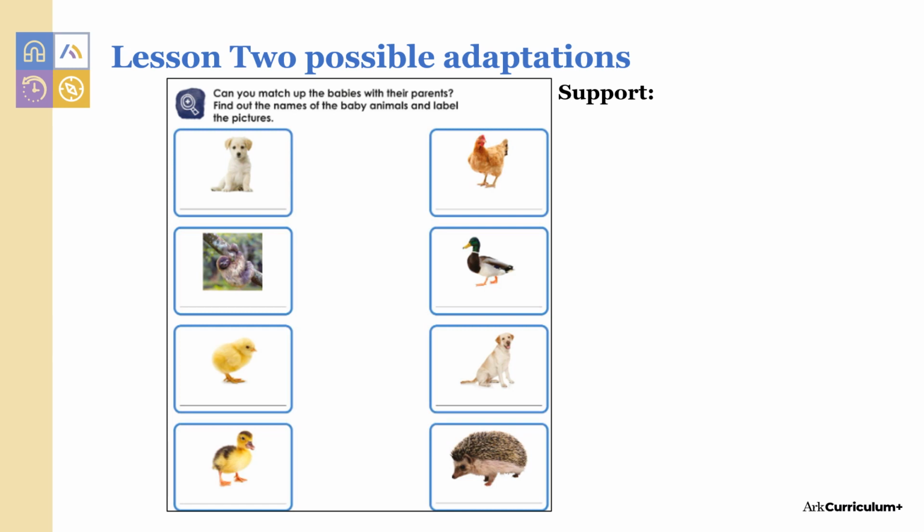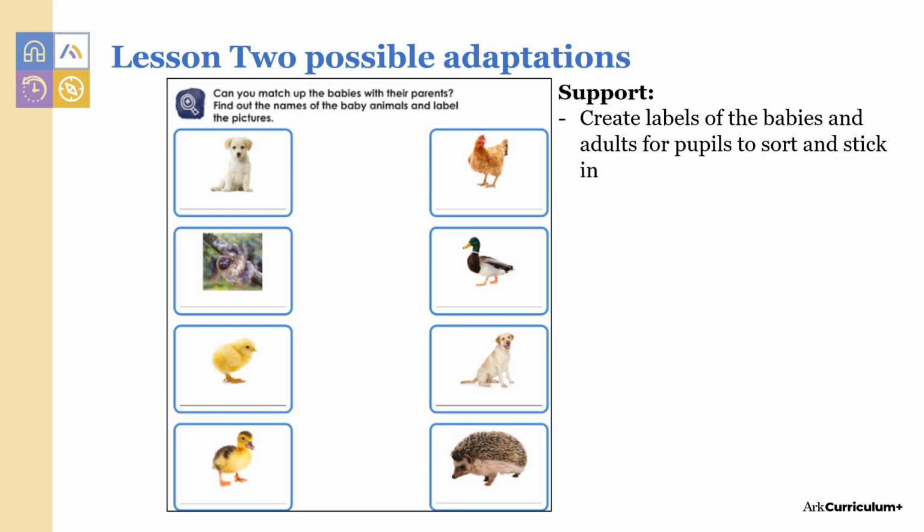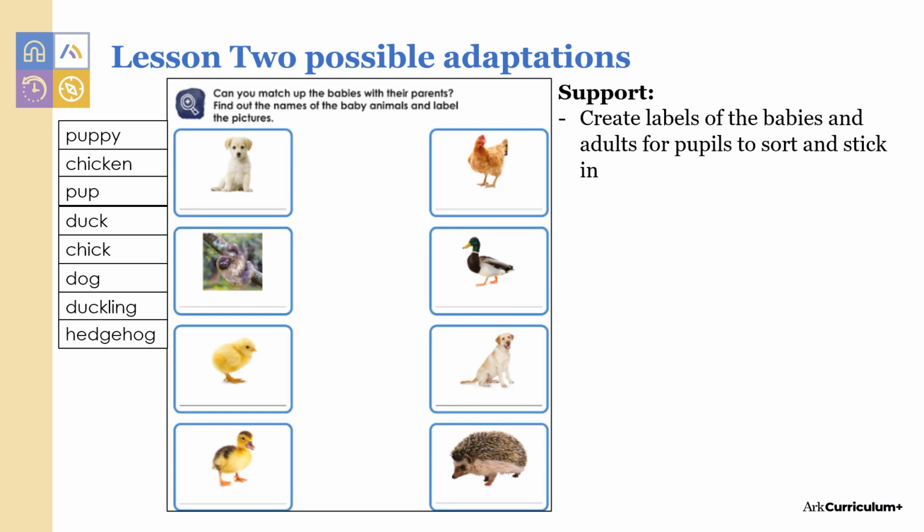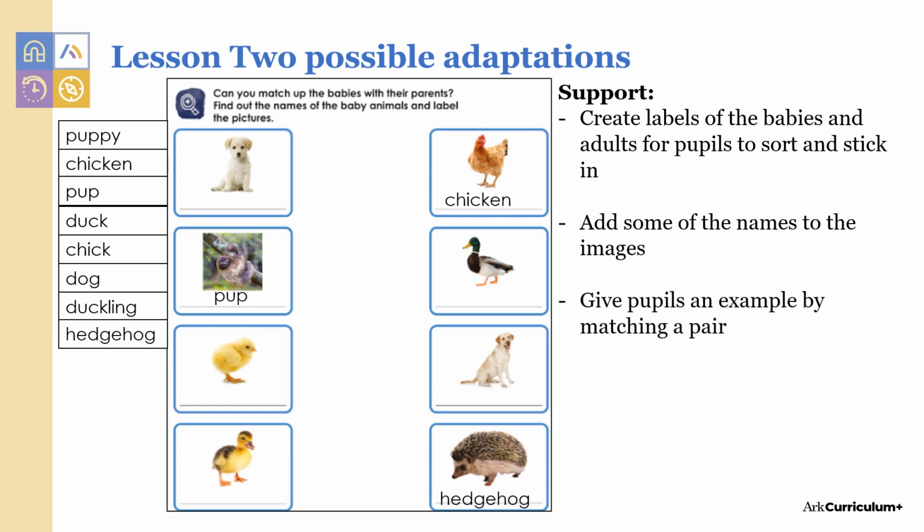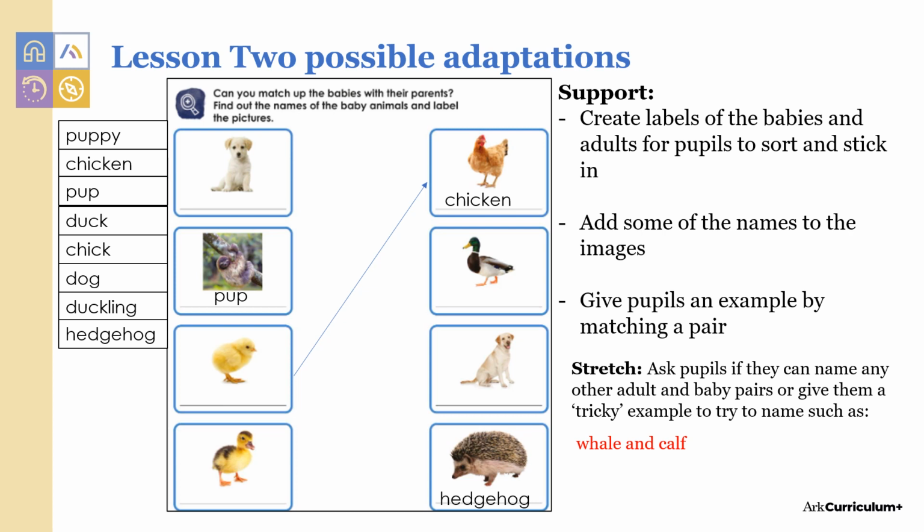In lesson 2, pupils are asked the question, can you match the babies with their parents? Pupils need to find out the names of the baby animals and label the pictures. Support pupils by creating labels of the babies and adults for people to sort and stick in instead of write. You could add some of the names to images already. You could give pupils an example by already matching a pair. Stretch pupils by asking pupils if they can name any other adult and baby pairs, or give them a tricky example to try and name, such as whale and calf.